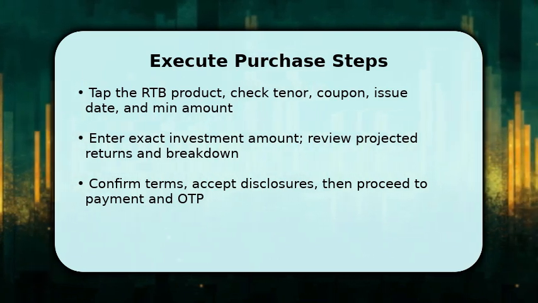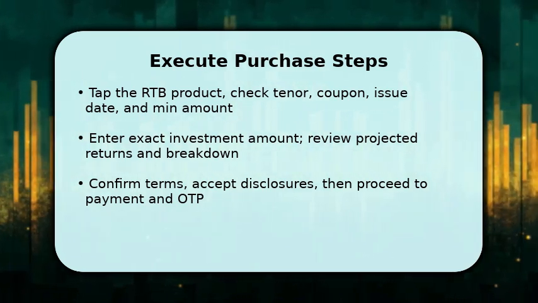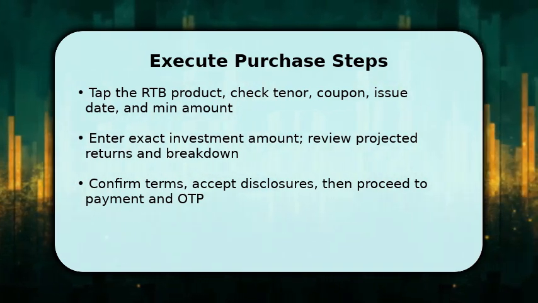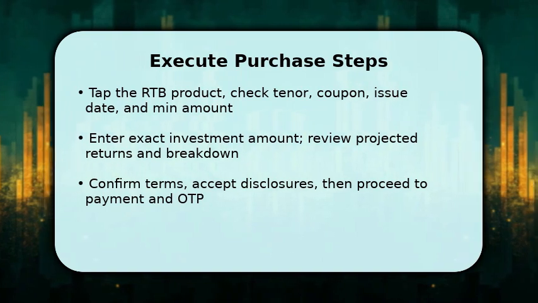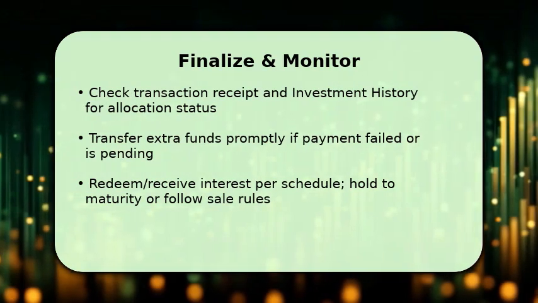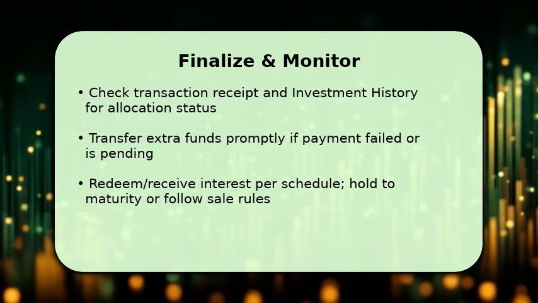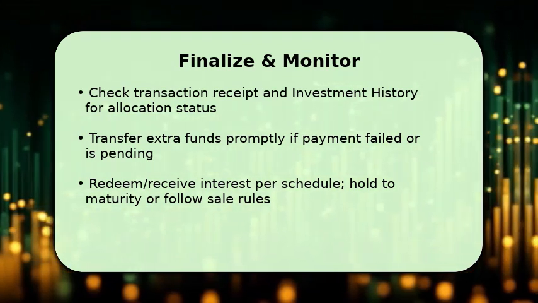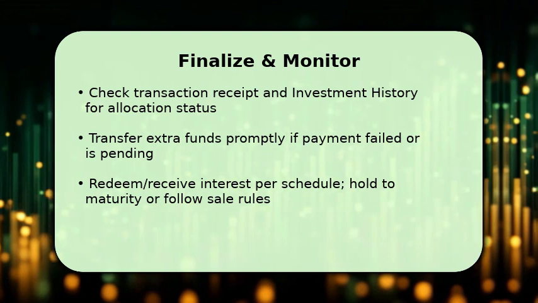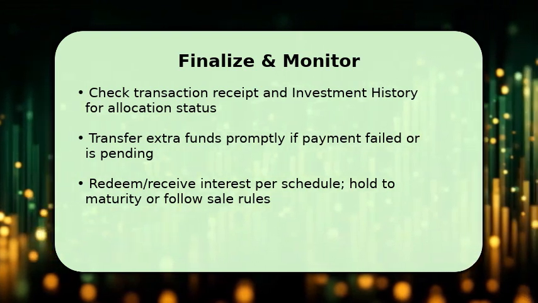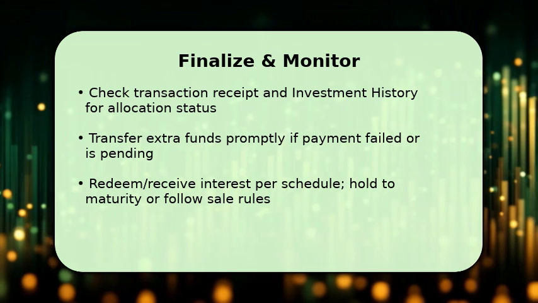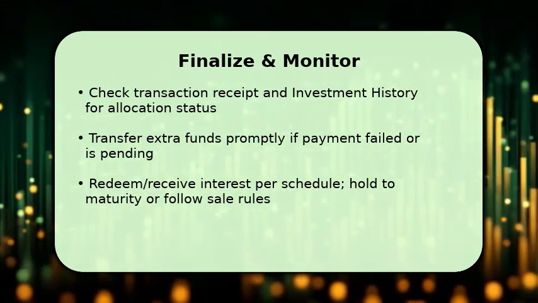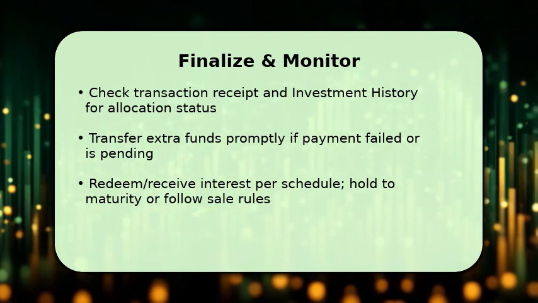Finally, approve the payment in your wallet or by linked bank and enter the one-time PIN or OTP to authorize the transaction. You finish by checking the immediate on-screen receipt and then your investment history to verify allocation status. This confirms whether you were allotted RTB units. If payment failed, transfer the missing funds and retry as instructed. Make sure to note the interest payment schedule and maturity date so you know when funds become available.